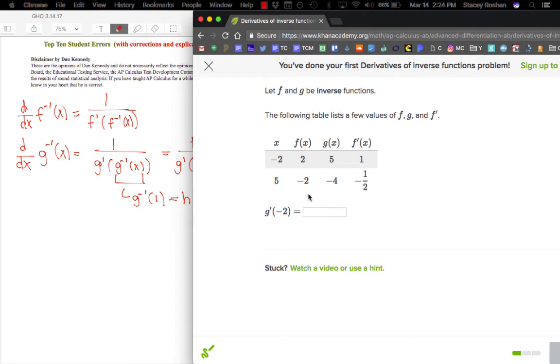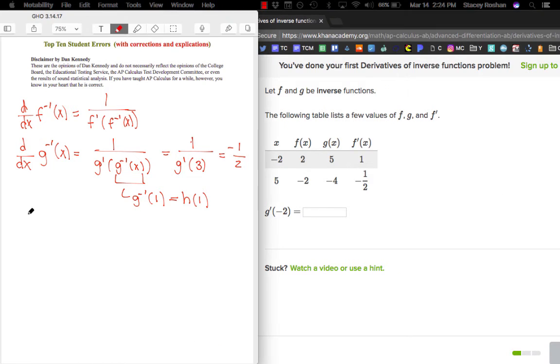Yay! Same type of question here. They want us to find g prime of negative 2. And again, f and g are inverses. So d dx of f inverse of negative 2 is going to be 1 over f prime of f inverse of negative 2.